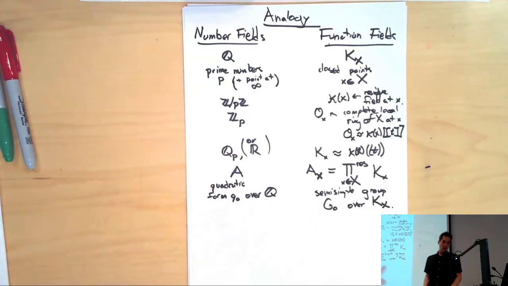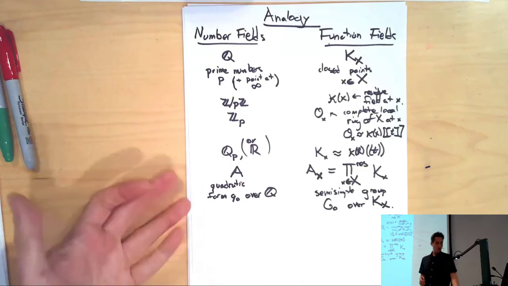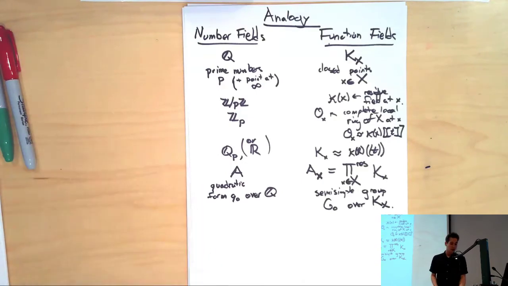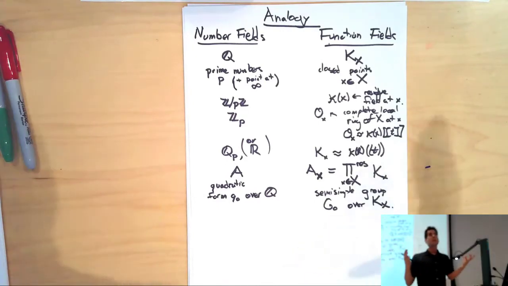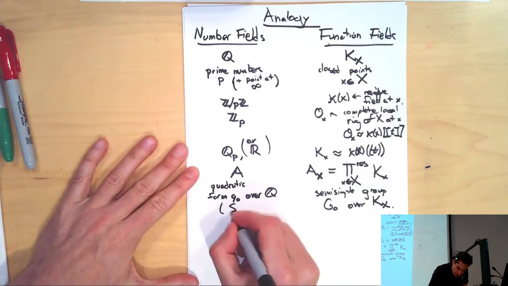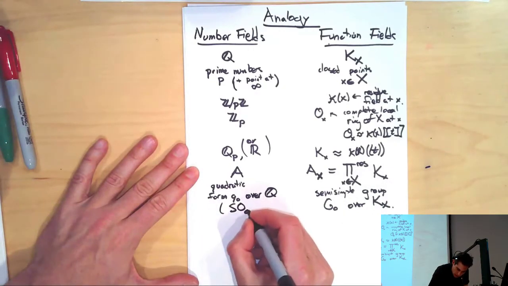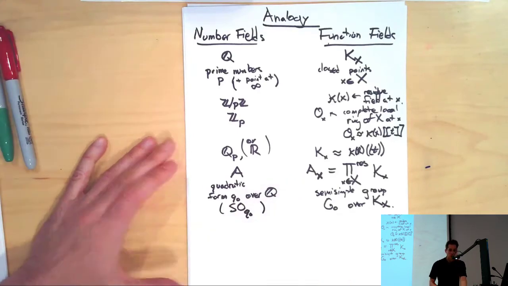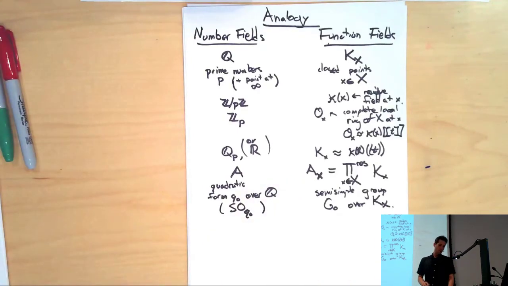Maybe this would be more properly the analog of having a semi-simple algebraic group over the rational numbers. Every quadratic form, non-degenerate at least, gives you a semi-simple algebraic group by looking at the special orthogonal group of that quadratic form. So a closer analogy here would be what I called in the previous lecture SOQ, or now Q0.